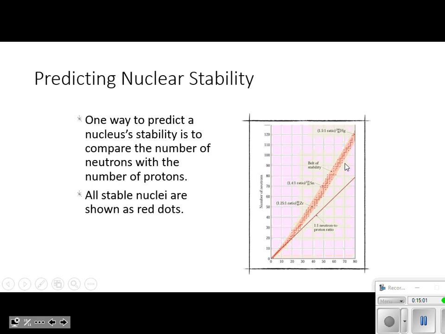This little dot up here is mercury. This whole little red band here is what we call the belt or the band of stability. That's where the nuclei are stable. They took every stable nucleus on the periodic table and plotted it on this chart, and this is the band of stability. This axis is the number of neutrons, and this axis is the number of protons. This red line is the line with a 1-to-1 ratio between the neutrons and the protons.